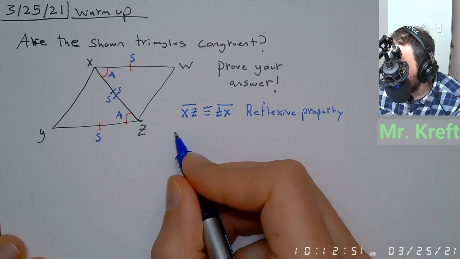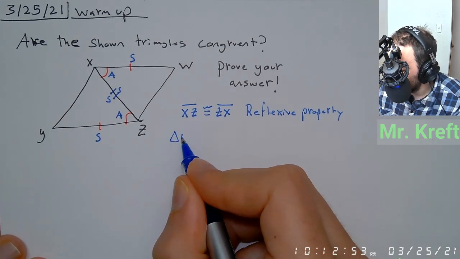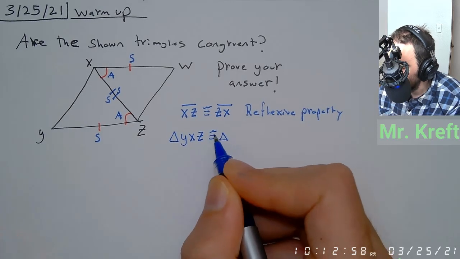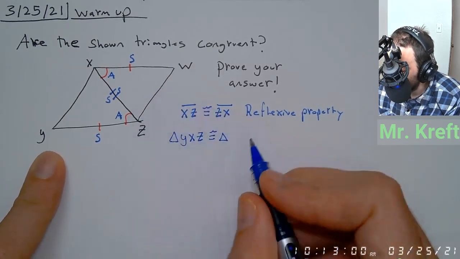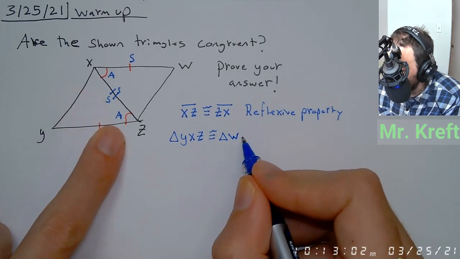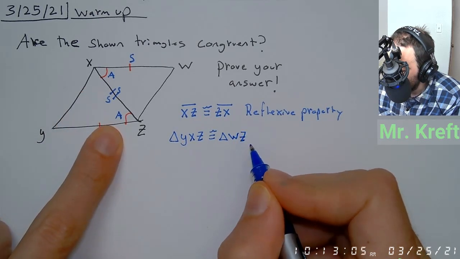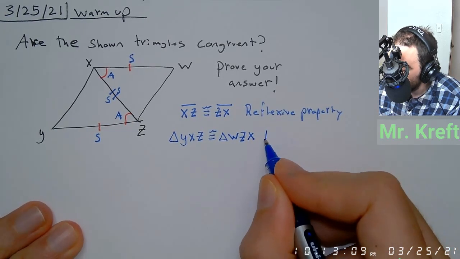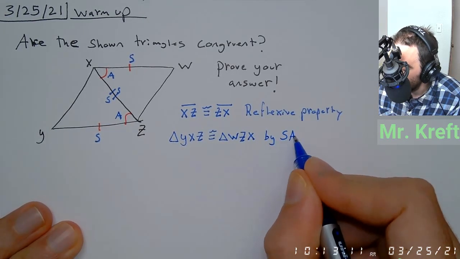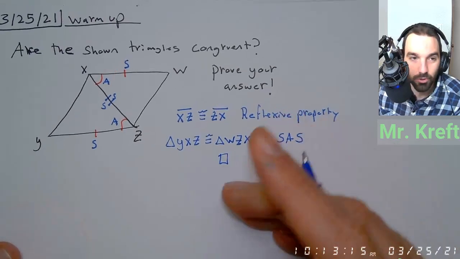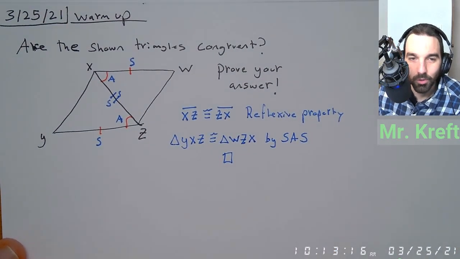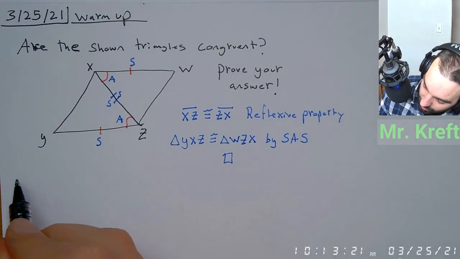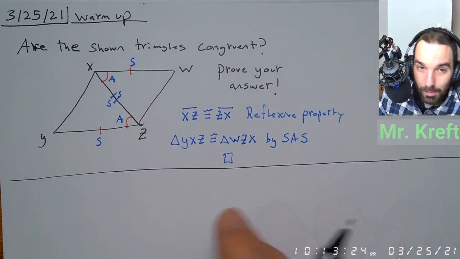Okay, so if we have that, then I can say, hey, triangle YXZ is congruent to triangle. Now what's Y going to go with? Y is going to go with W. X is going to go with Z. And Z is going to go with X. And then we can say by SAS. Okay? And it's just short and sweet like that. Okay? So you're going to see something like this in your homework where it's going to say, hey, are these congruent and why? And also, that's a great question to put on the midterm.